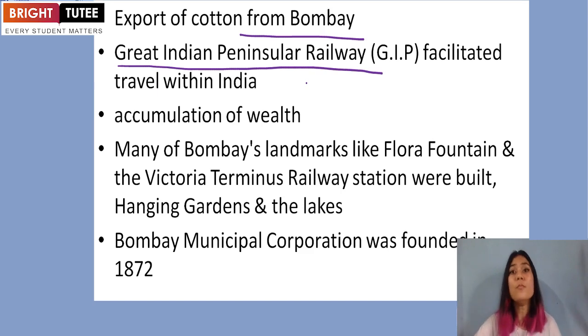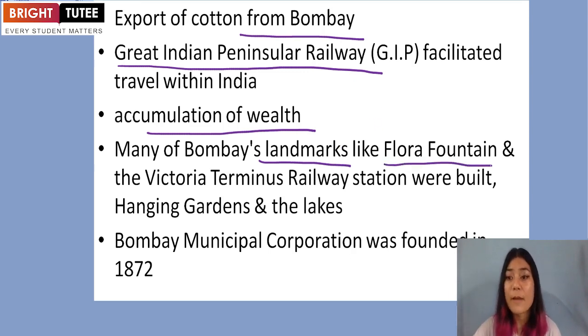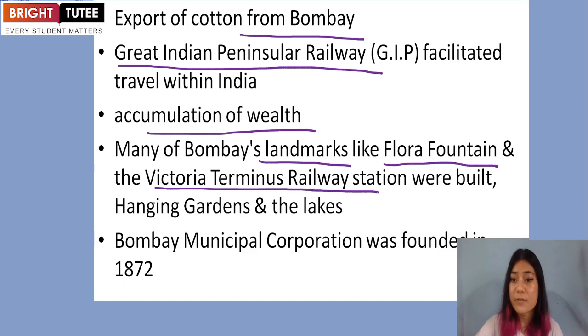Now, with the boom of the cotton industry and the cotton trade, the British East India Company or the British government was able to accumulate a huge amount of wealth. Now, with that, there was a lot of construction of buildings that Bombay saw during that period. So, many of Bombay's famous landmarks like Flora Fountain, Victoria Terminus Railway Station, Hanging Garden, and the lakes which are found in Bombay were built during the 19th century.